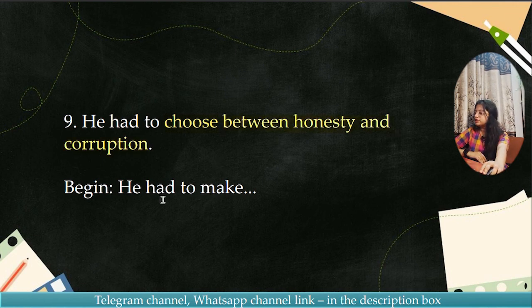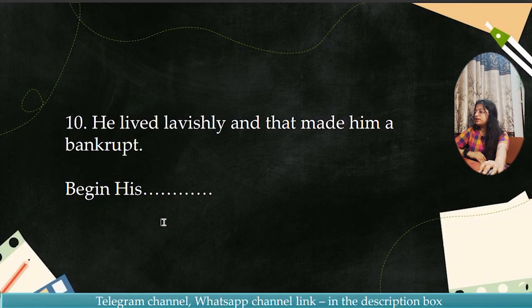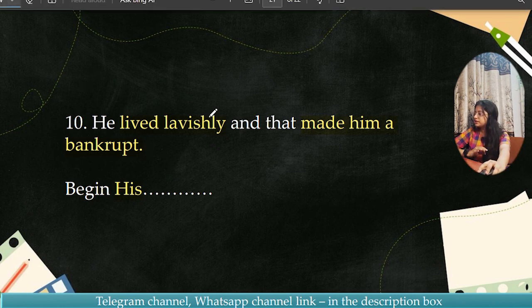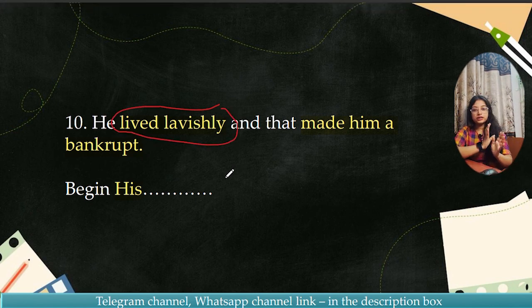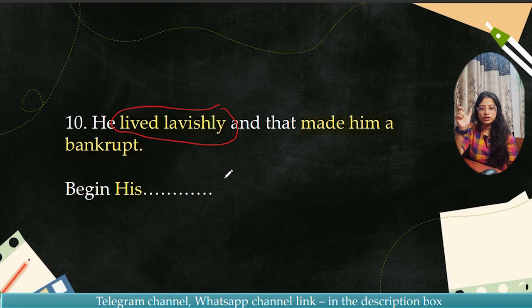Alright. Next question. He lived lavishly and that made him a bankrupt. So we begin with "his." This one we have to change. His lavish life. His lavish life made him a bankrupt. The only portion that we are changing is here. His lavish life.